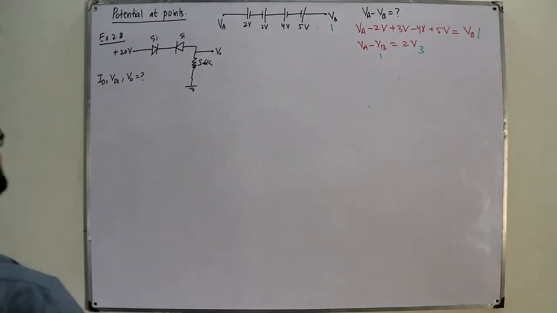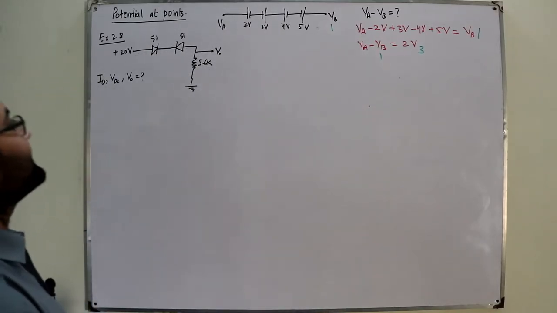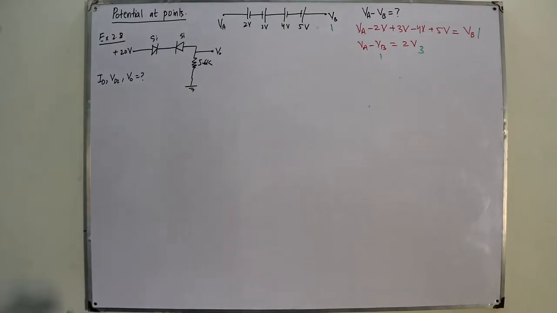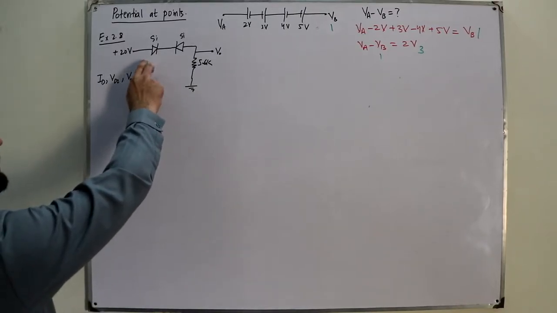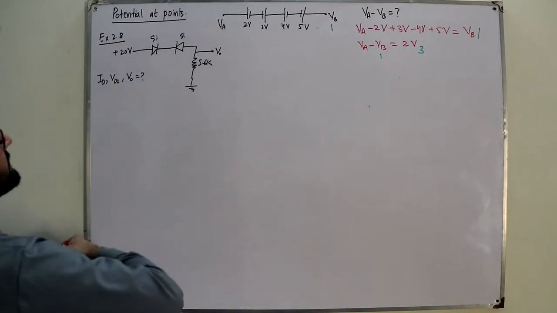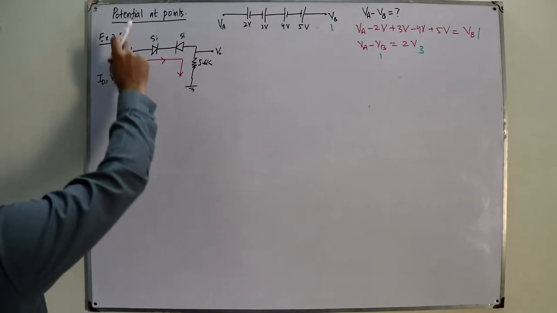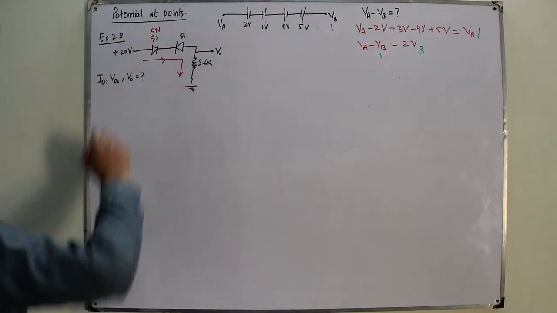On and off state is the first thing you have to do. Is the diode on? Is the diode off? Silicon diode has a 0.7 volt barrier potential. The applied voltage is greater. The conventional current direction is matching the arrow direction of the diode. This diode is in the on state.